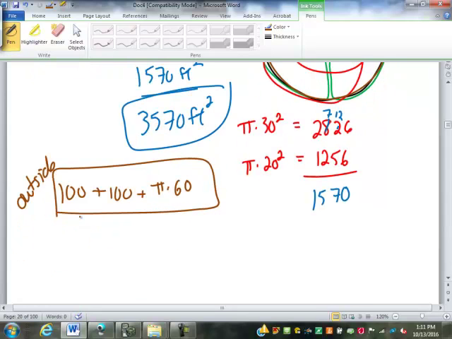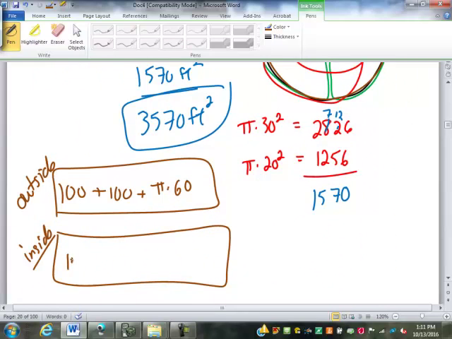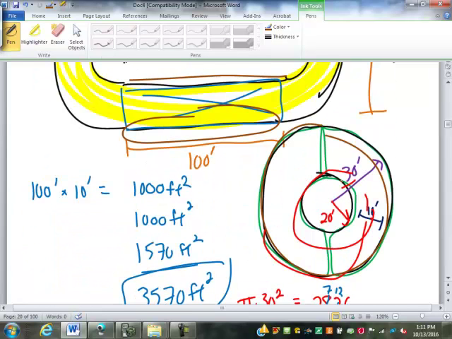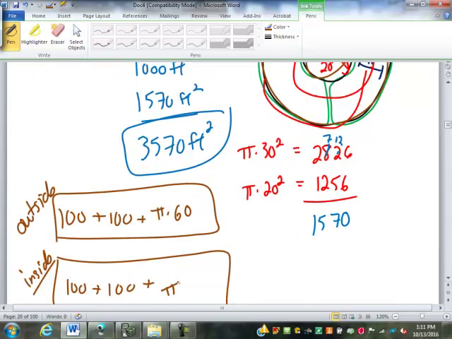On the inside, well, still 100 here, 100 here, plus the distance around the small circle. That's 20 radius, or diameter 40, so pi times 40 would be that. Now that would give you your two perimeters, the outside perimeter and the inside perimeter. Make sense?